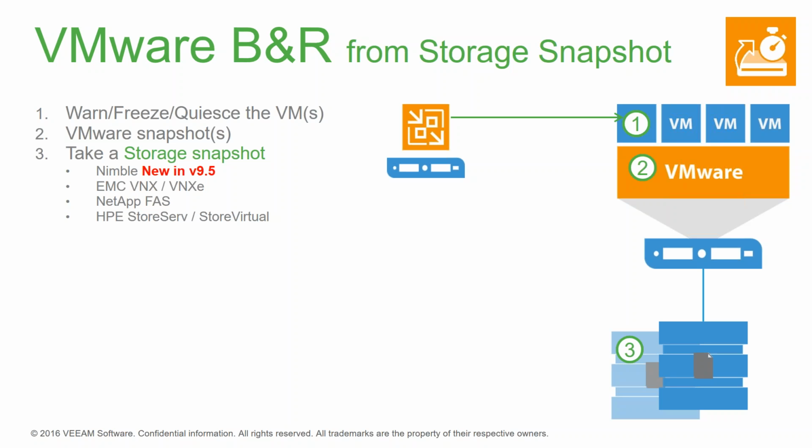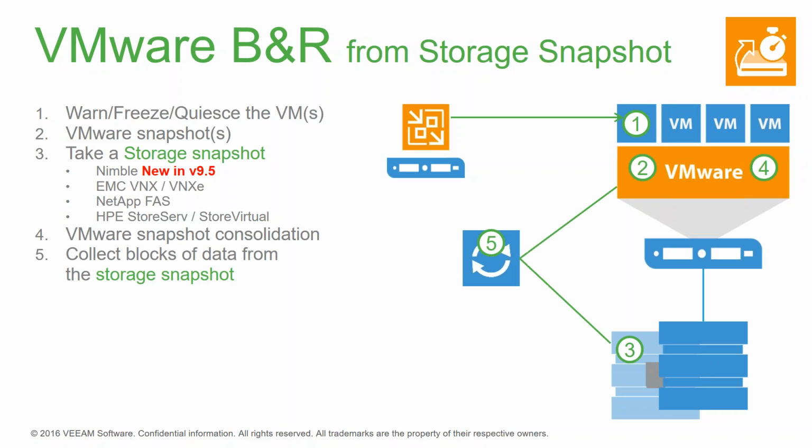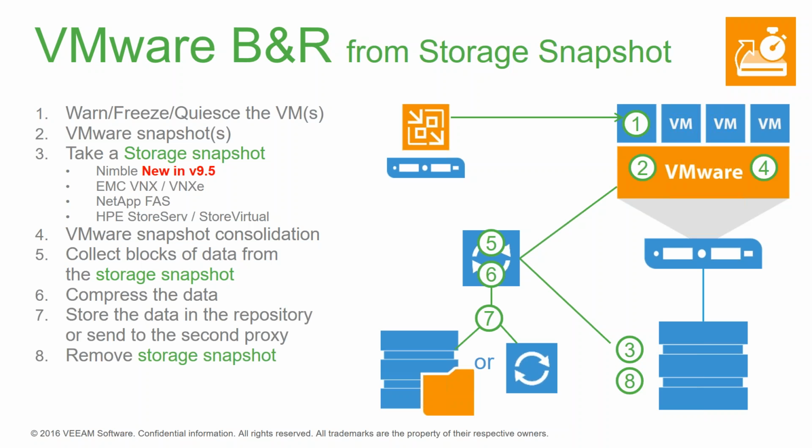Now we're going to call that device. We're going to say, hey, device, take a storage snap for us. Once that's done, we're going to do our VMware snapshot consolidation. After that, we're going to collect those blocks of data from the storage snapshot. We're going to compress it, send it to its next location, and then clean up after ourselves and remove that storage snapshot. So this means we moved this VMware snapshot consolidation up to the front of the process, up to step number 4 here, which means it only took a couple of minutes. We have less impact on the running VMs, less chance of snapshot stun.